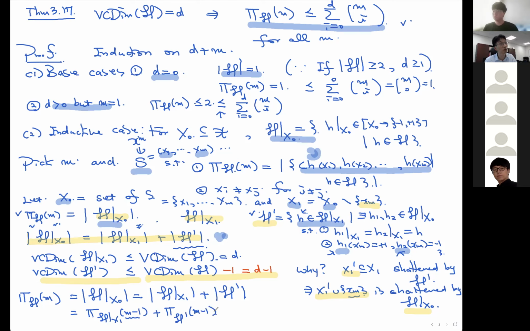And now we can use the induction hypothesis, because the m is reduced, and the VC dimension of each of them is also either d or reduced. So if we use the induction hypothesis, the first one is going to be bounded by the sum for i equal to 0 to d of n minus 1 choose i. And the second one is going to be bounded by the sum for i equal to 0 to d minus 1 of n minus 1 choose i.